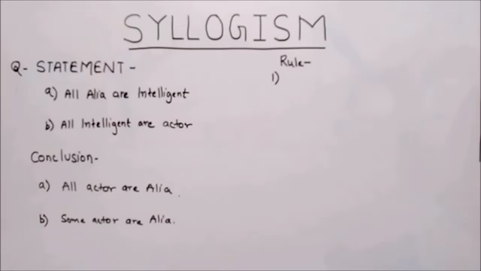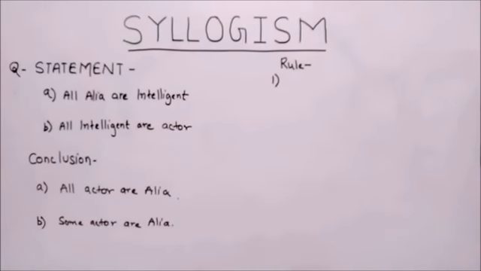First of all, what is syllogism? Syllogism is a kind of logical argument that applies deductive reasoning to arrive at a conclusion on two or more propositions that are assumed to be true. Syllogism is a very important topic for exams like IBPS and SSC. Today we solve syllogism questions without using a Venn diagram.